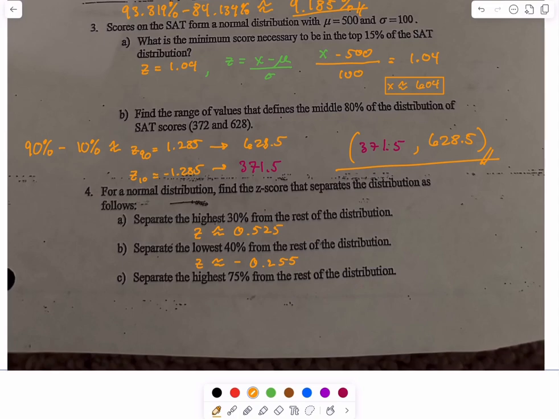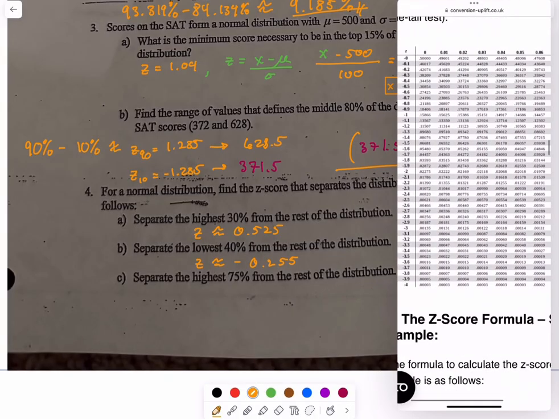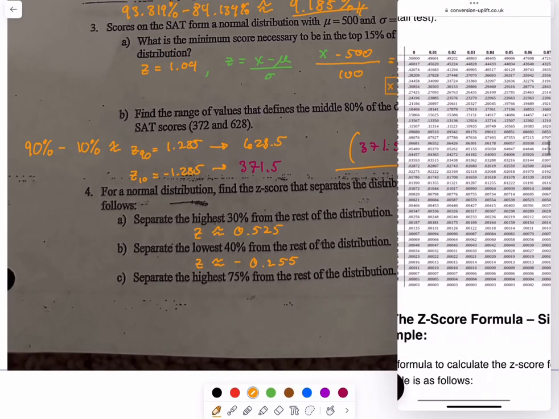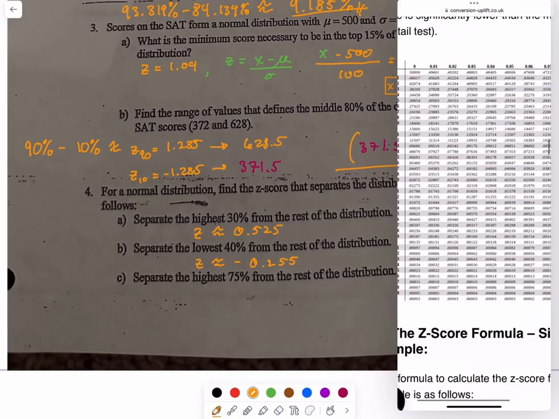The highest 75, which means that you're above 25%. So we need to go to the chart to 25%. So the same negative z-score chart, 25%. Let me see. Right there. And it's on the money. No, it's not. 25%. I'm still reading it wrong.